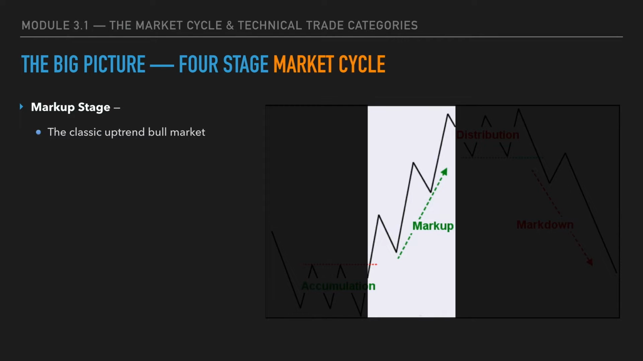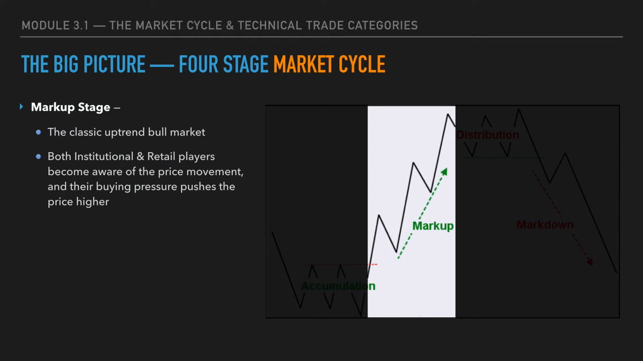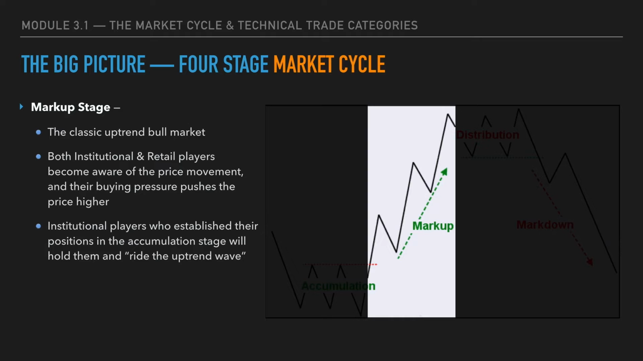This stage is also known as the classic uptrend bull market. Both institutional and retail players become aware of the price movement, and their buying activities create heavy buying pressure, which pushes the price higher. Institutional players who established their positions in the previous stage, the accumulation stage, will keep holding their positions and ride the uptrend waves. They may even add more positions to attract more FOMO crowds from the public retail players.